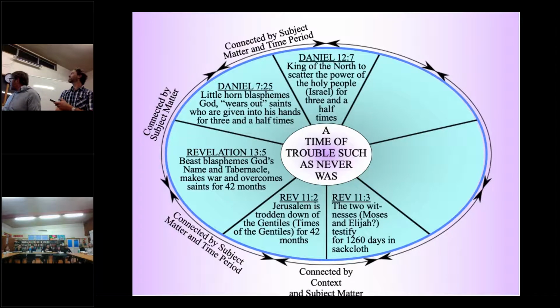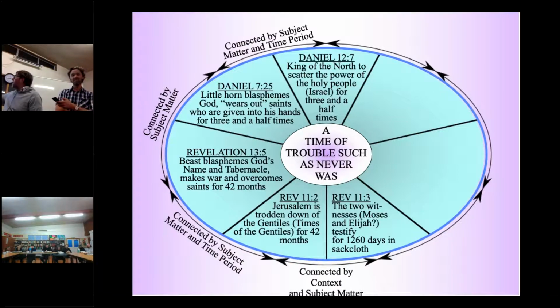Right, let's look. That's connected by subject matter, and, well, it's not by time. How is chapter 11 connected by time period to the previous, to Revelation 13? 42 months. But it's not connected to a time of trouble such as never was. In fact, this phrase here, a time of trouble such as never was, is only found in two places. You're right, Daniel 12.